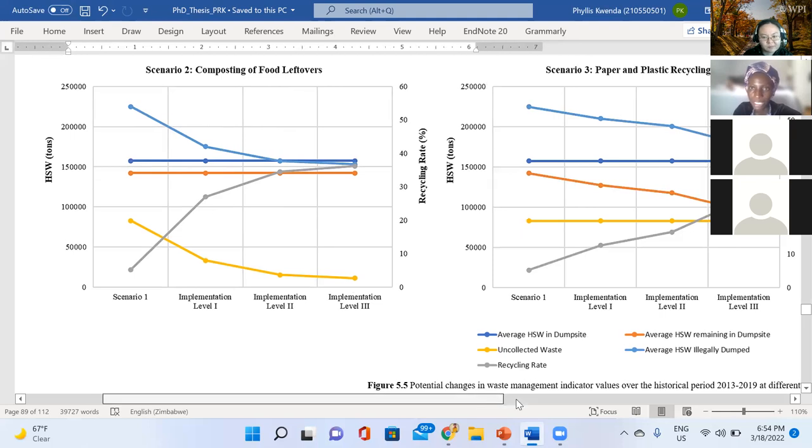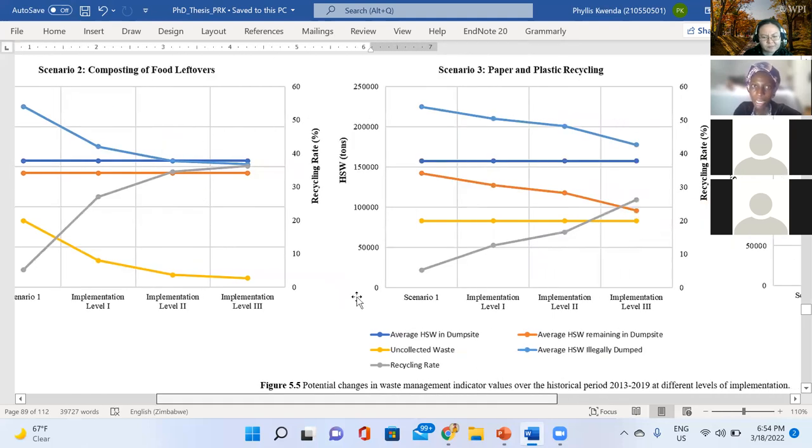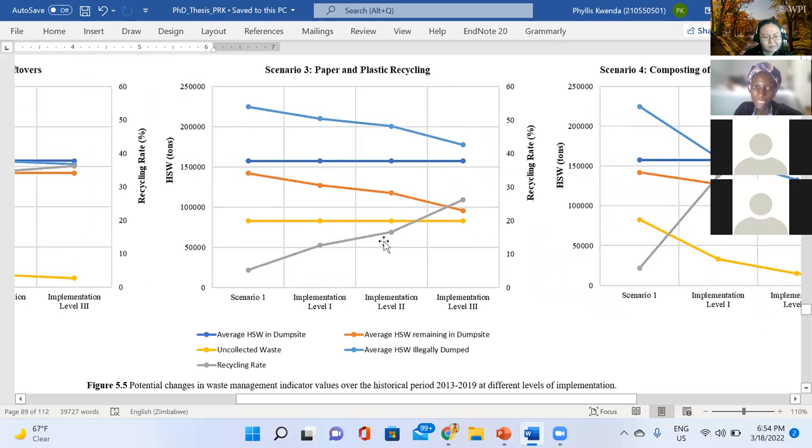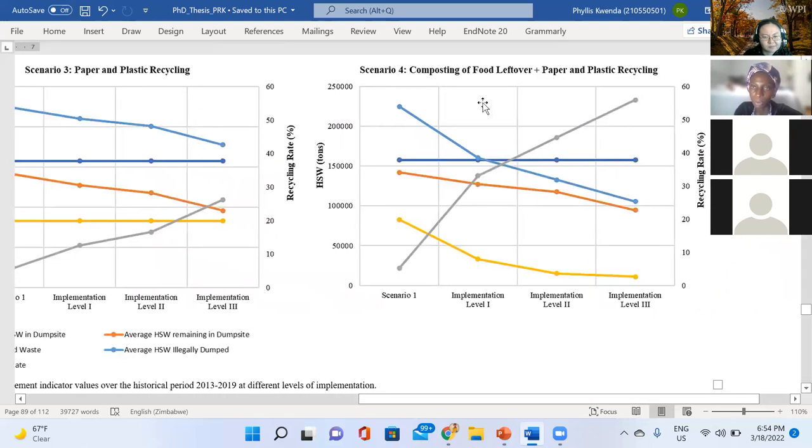So for the next graph, it was the same thing, paper and recycling in the different implementation levels. And then in this one, it was composting and paper recycling and plastic recycling, the different implementation levels. Basically, it was the likely performance of the system if it had been implemented over that historic period of time.